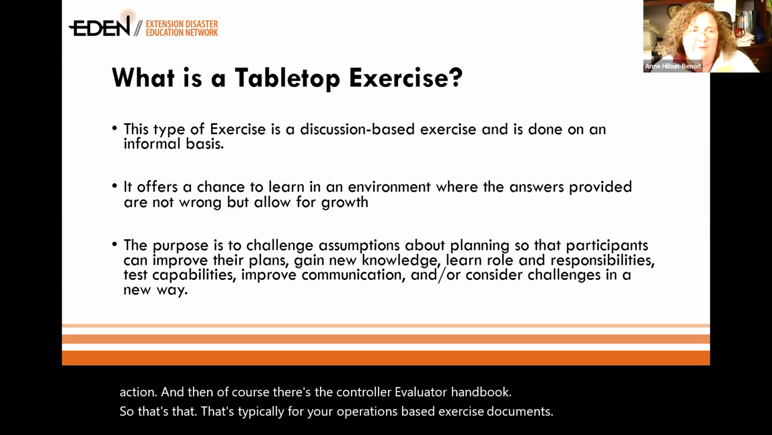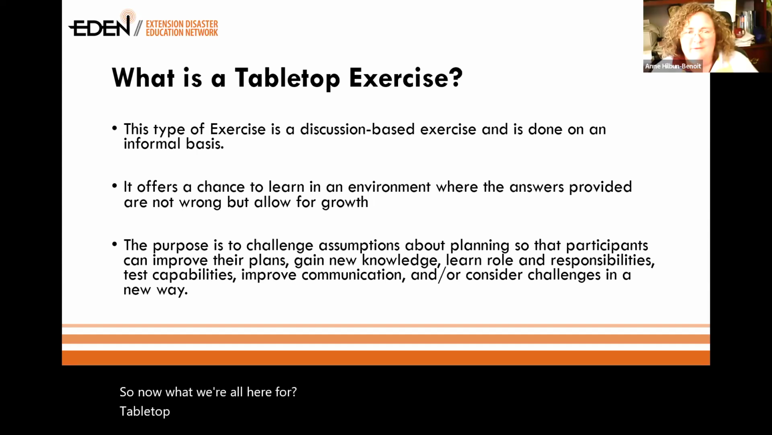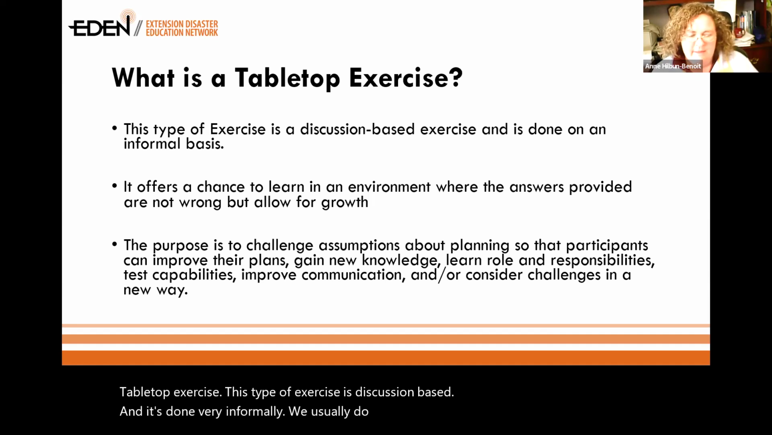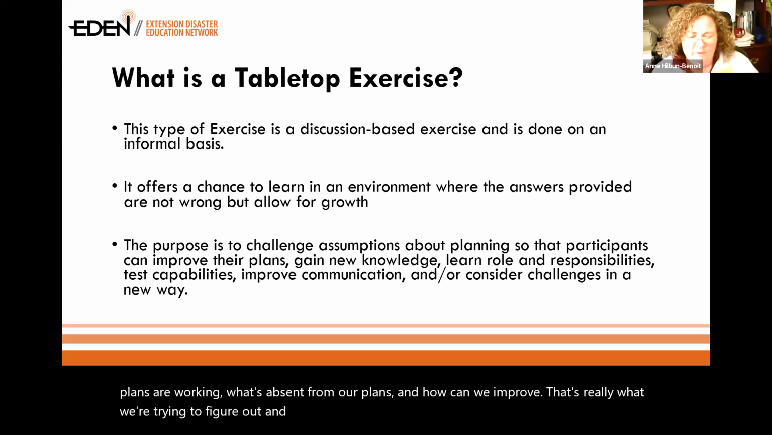So now what we're all here for, a tabletop exercise. This type of exercise is discussion based, and it's done very informally. We usually do exercises at this level to try to figure out if our plans are working, what's absent from our plans, and how can we improve. That's really what we're trying to figure out. And it's done informally so that we can talk it out and learn from each other.